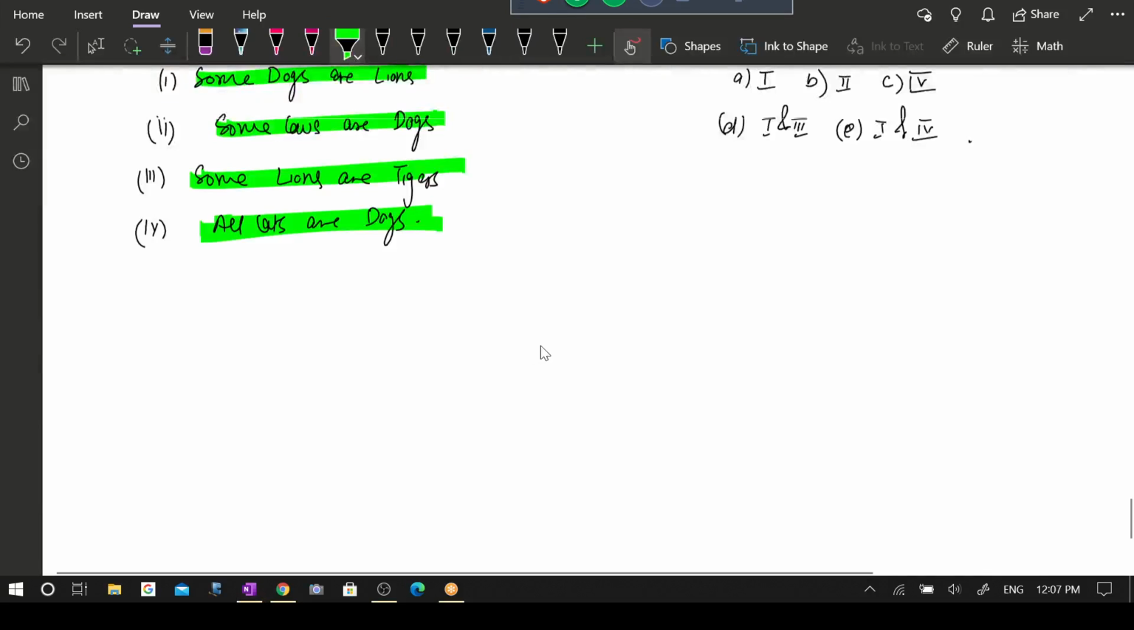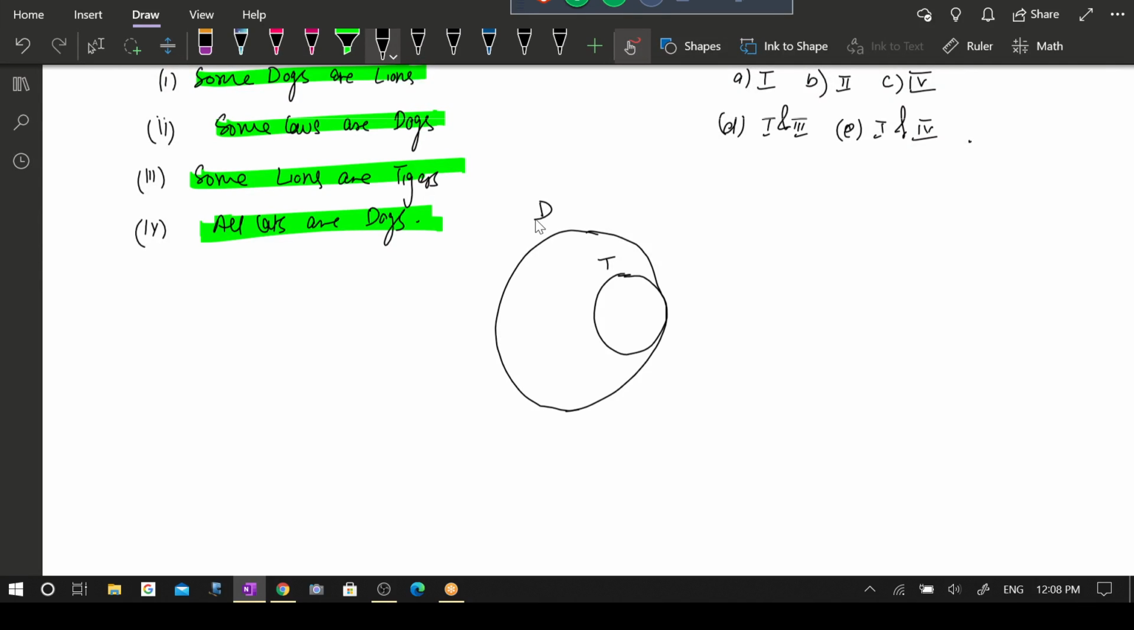He says all tigers are dogs. And then he says some tigers are cats. So definitely, this is what I keep on saying. All tigers are dogs, isn't it? I would rather draw this because I know there is something coming up. All tigers are dogs. Some tigers are cats.